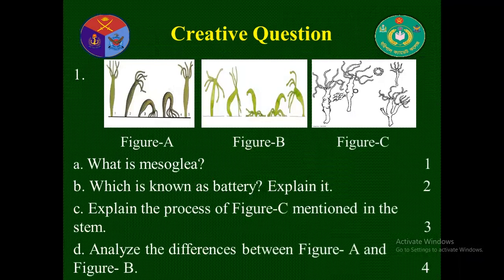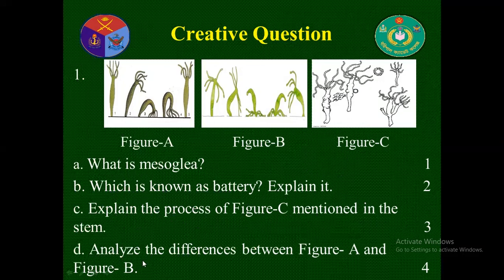Homework. Your first question, what is mesoglia? Number B, which is known as battery? Explain it. Number C, explain the process of figure C mentioned in the stem. Look at the picture of figure C. Now, these are sperms, which come from testes, and this is the ovary, and this is the new hydra. So you can understand what the process is. At first you have to write down the name of this process, then explain it.